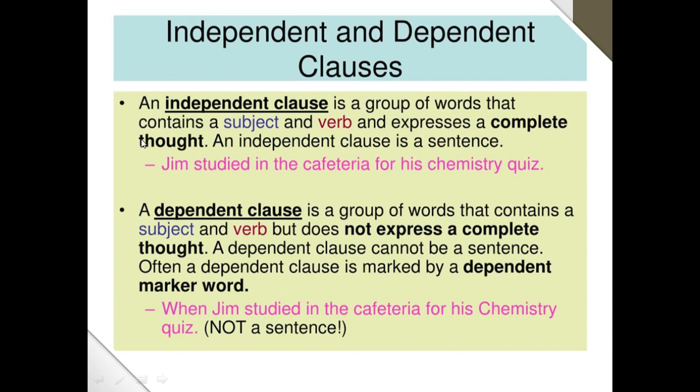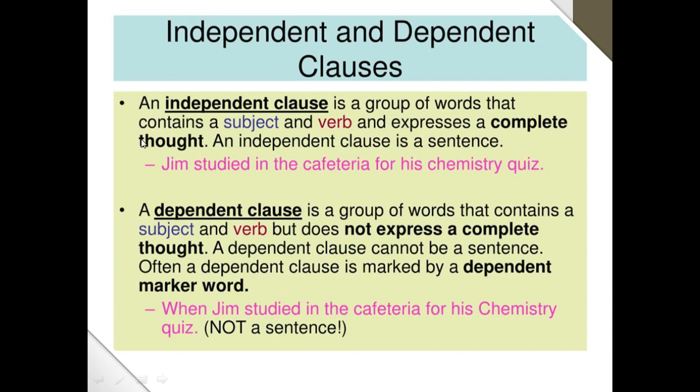Okay, so, Jim studied in the cafeteria for his chemistry quiz. This is the complete information given to you. It has a subject, a verb, an object, and it's giving you a complete thought. So this is an independent clause. It does not require any extra information.